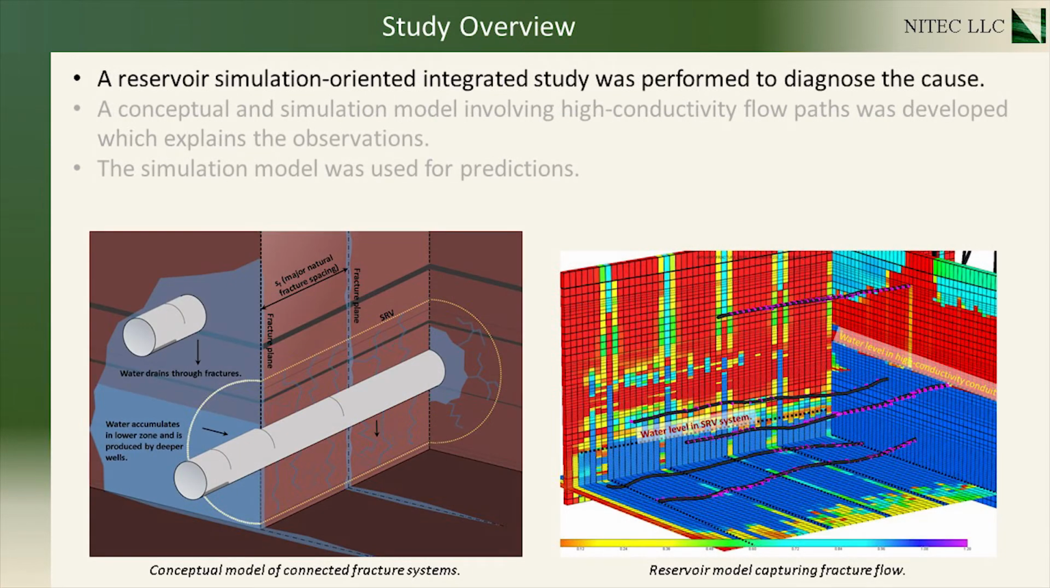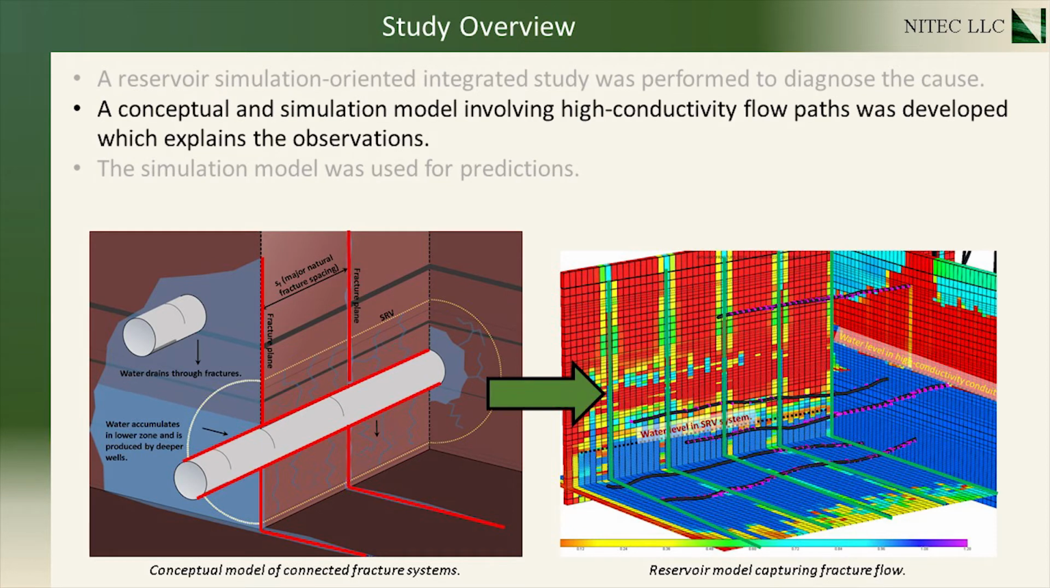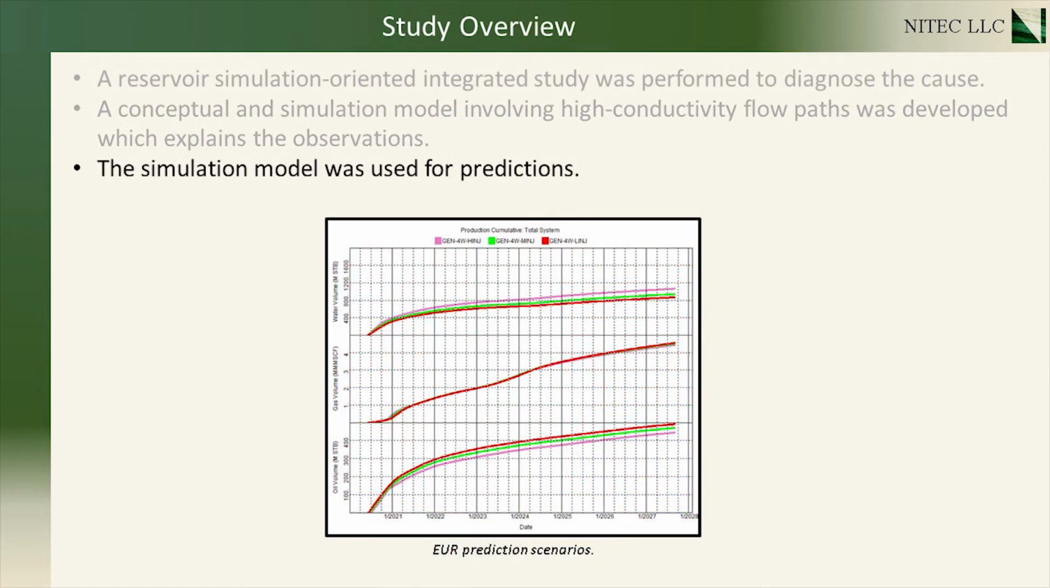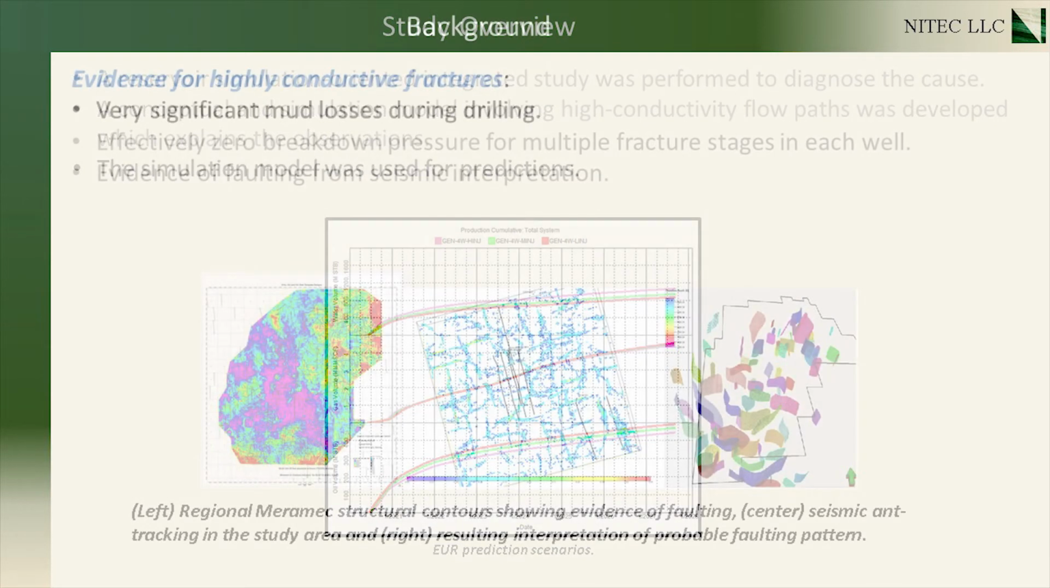A reservoir simulation-oriented integrated study was performed to diagnose the cause of this water production behavior, and a conceptual and simulation model involving high conductivity flow conduits was developed, which explains the observations. This history-matched simulation model was subsequently used to perform sensitivities and forecasts in an effort to determine an optimal development strategy for this area of the stack.